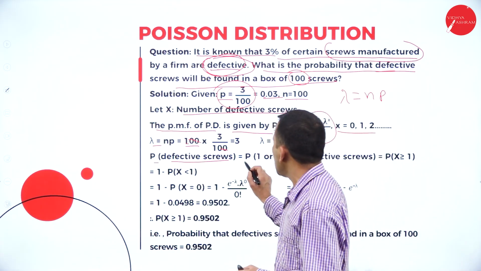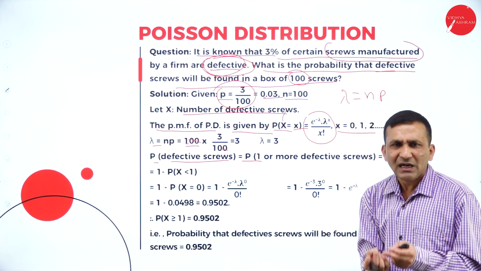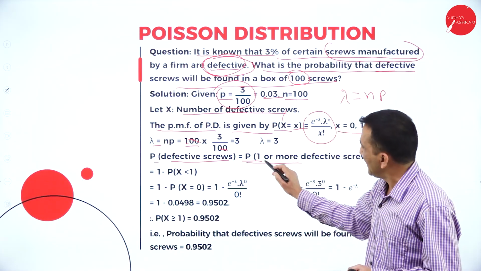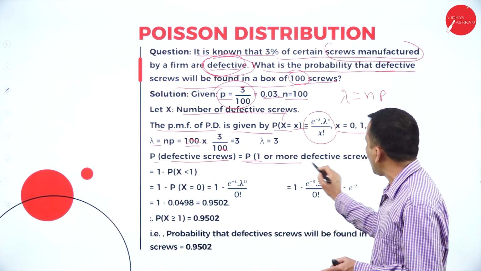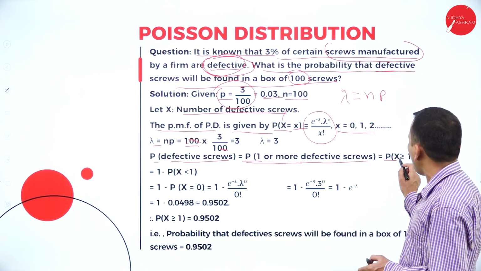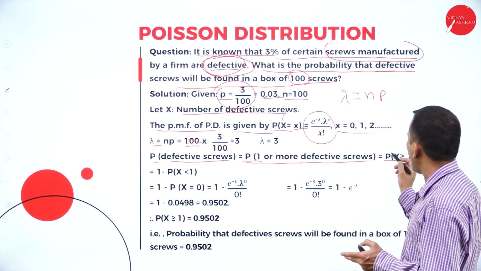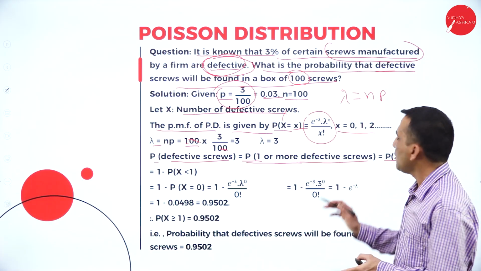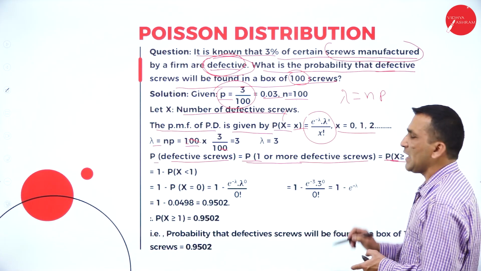In this case, the P(1 defect), at least 1 or more defects you are finding. So that's what we need to write like this: P of 1 or more defective screws. Symbolically, we write P of X, where X is a variate, which is greater than or equal to 1, that is, at least 1 defective or more than one defective. In this case, we are writing like this.